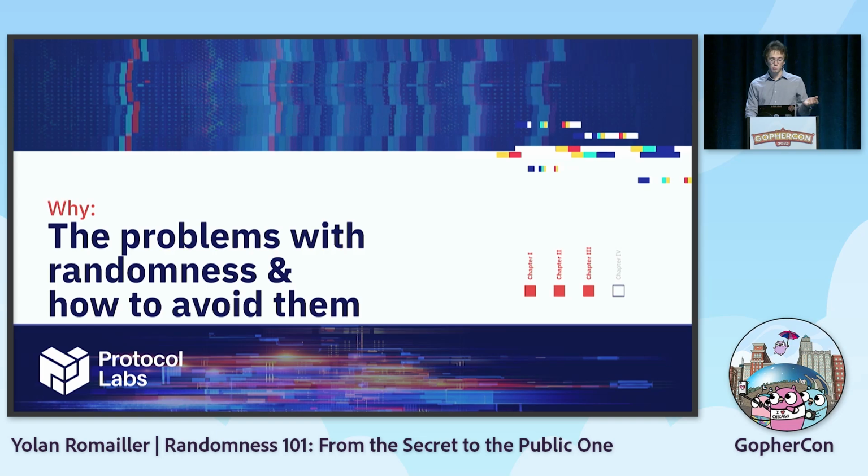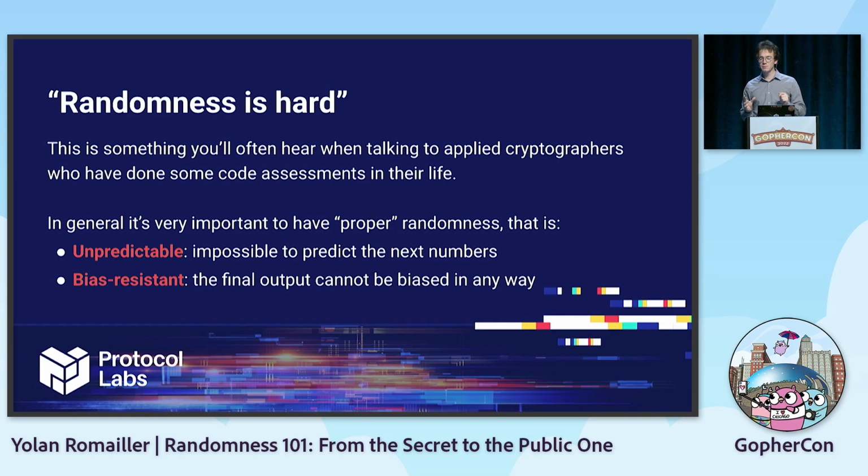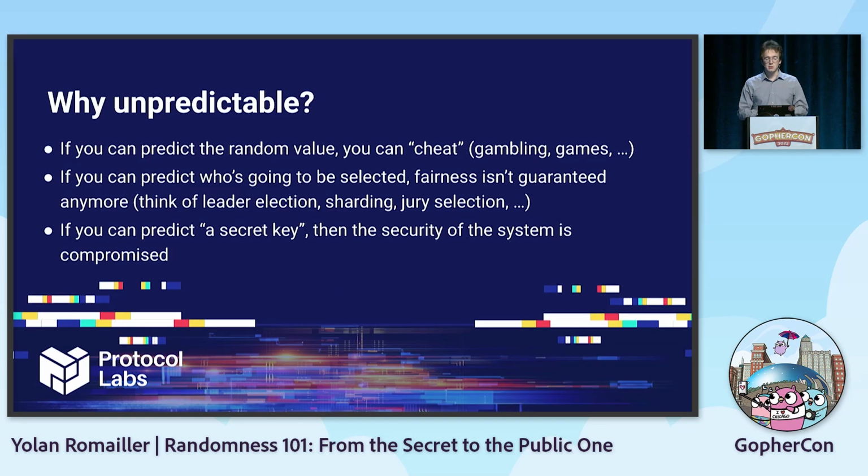And the problem with randomness is it's quite tricky, because we need randomness to be both unpredictable and bias resistant. So what does that mean? Unpredictable basically means it's not possible to predict the next random value, even if you've seen a previous one, because if you can predict the next value, you could be cheating for games or gambling or lotteries and so on. But also it could be a big problem for your system, whatever system it is that you're developing, because then it would not feel fair. If people can predict the next values, the fairness is not guaranteed. And in general, if you can predict the secret key, well, it's not secret anymore, right?